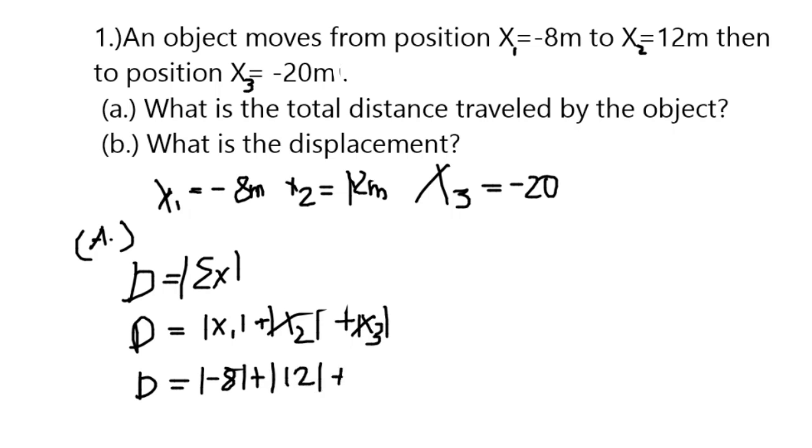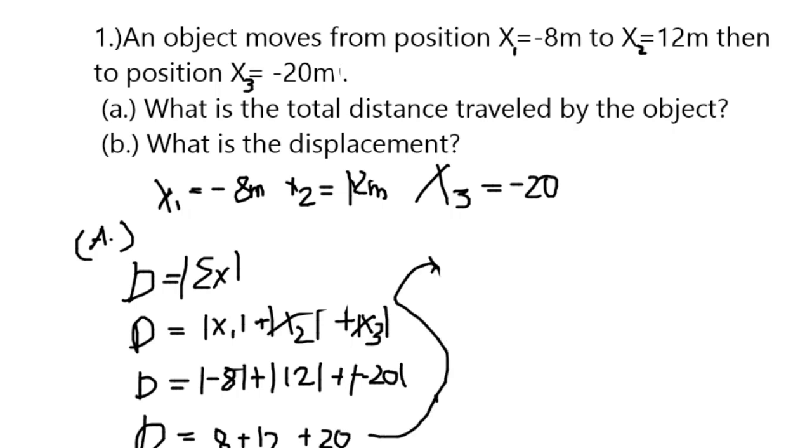X sub 2 is 12 plus x sub 3 is negative 20. And then taking all the positive values, it will become 8 plus 12 plus 20. So simple addition na lang to. 8 plus 12 plus 20, that is 40 miles. Wait, it is actually miles, not meters.